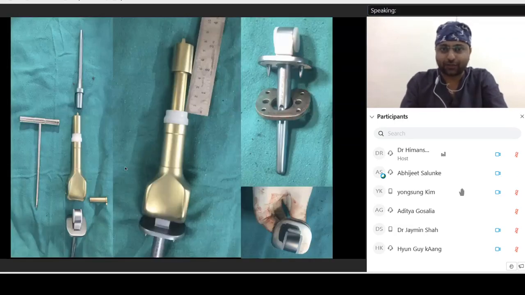So these are the parts of an expandable distal femur megaprosthesis. This is the stem, this is the main part, and this is the tibial part. Again, the whole thing is customized according to the patient size and this is the expanding area. So we can expand maximally up to 5 to 6 centimeters. Every 6 months, 0.5 to 1 centimeter is expanded.